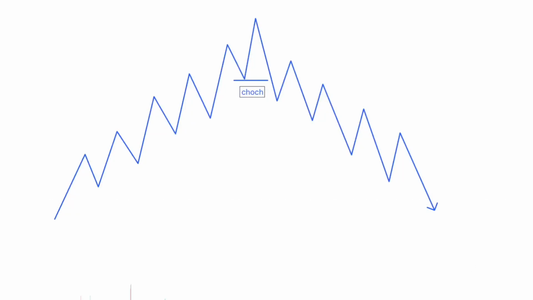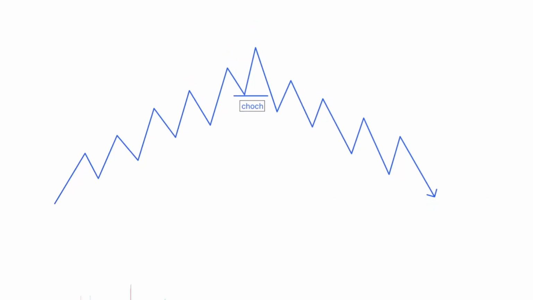If you've ever bought the top or panic sold the bottom, this will fix it. Crypto follows structure, and once you understand it, the charts finally make sense. I'm Sunny, I'm a crypto swing trader. I combine liquidity sweeps with market structure.